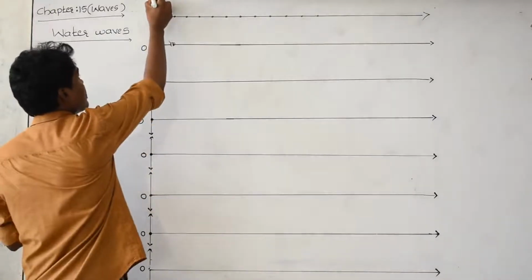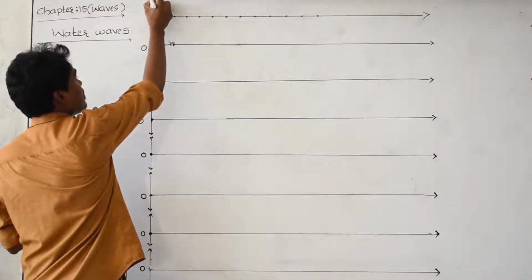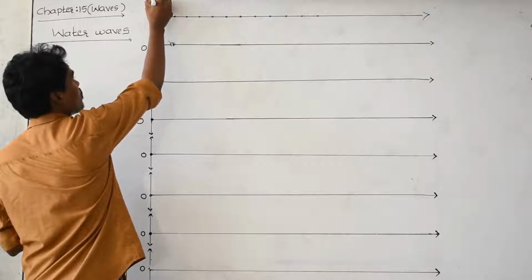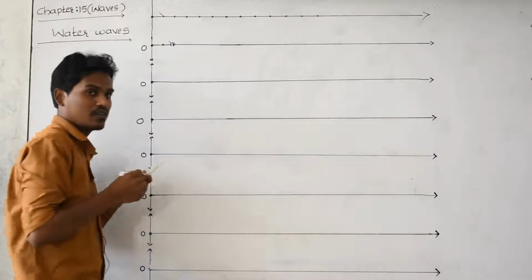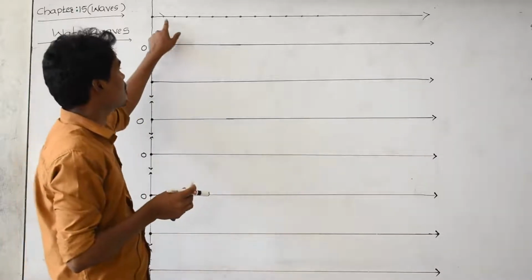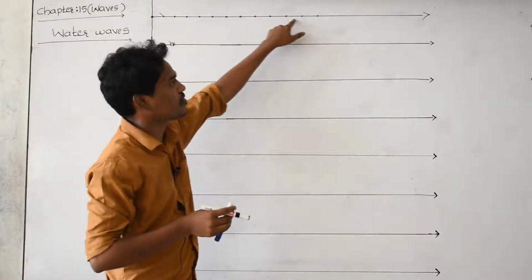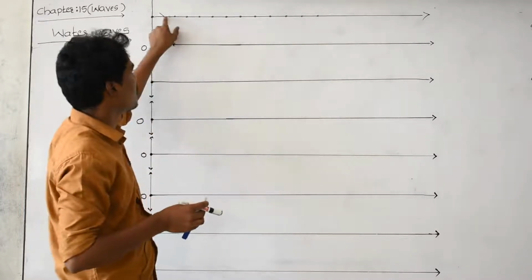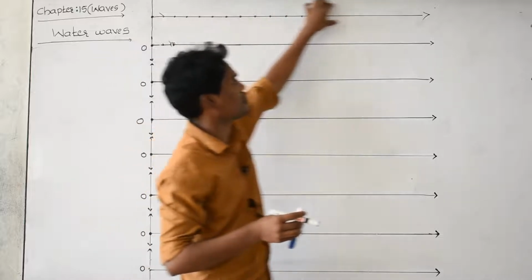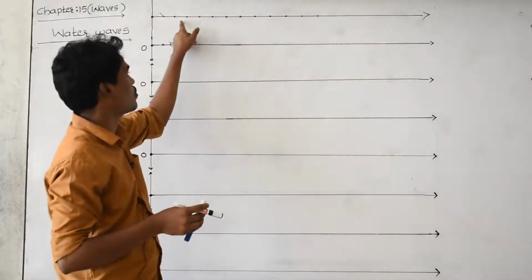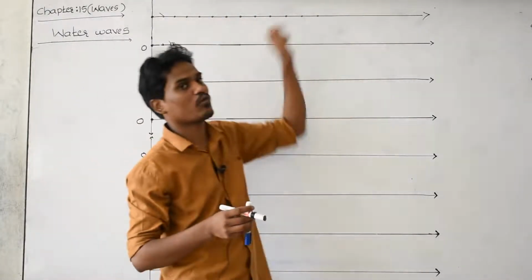Let us consider one stone here. This is a stone. This is the water surface. For convenience I have taken some water particles on the surface of the water: first particle, second particle, third particle, and so on. And these dots that you are seeing are water particles.